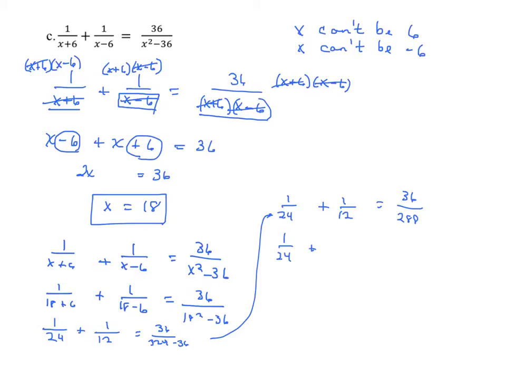1/24. 1/12 is 2/24. So we end up with 3 over 24, which is 1/8. So that's what we got on that one side. And then I can divide both the top and bottom of this fraction by 36, and I will get 1/8. So it does check.